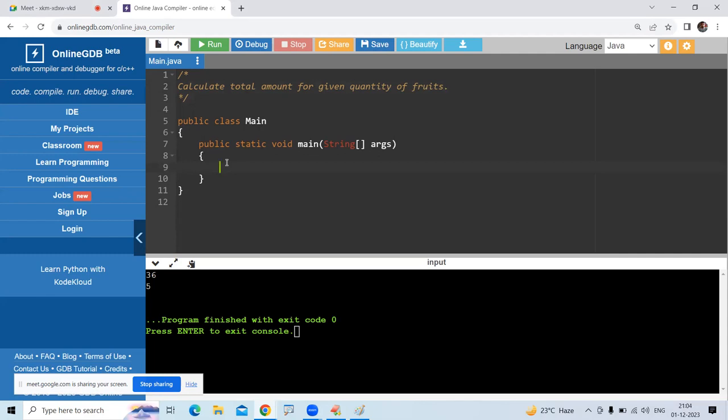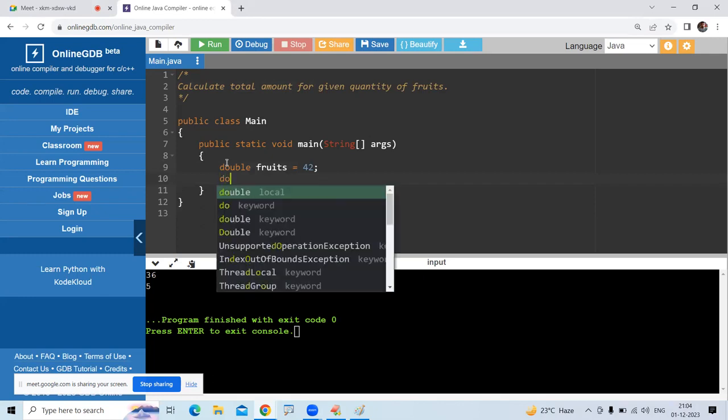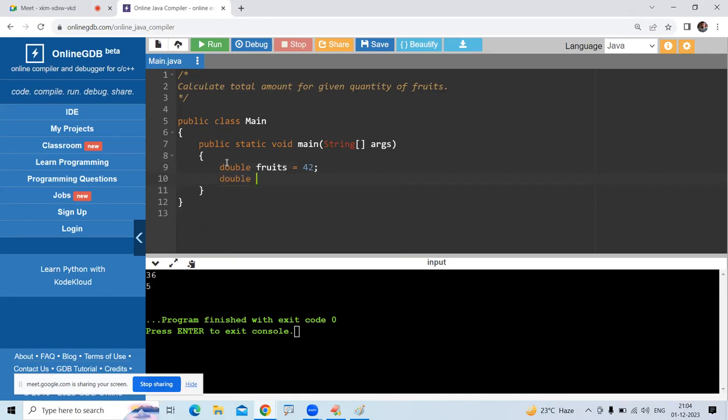Suppose I'm taking float or double because decimal points will come. How many fruits quantity purchased? Suppose they purchased 42 fruits. But they mentioned each fruit cost, I am not giving. I am giving per dozen. Per dozen cost I am giving. How much cost per dozen? 53.5 rupees per dozen cost. They have given like this. Now they are asking, please find the total amount.